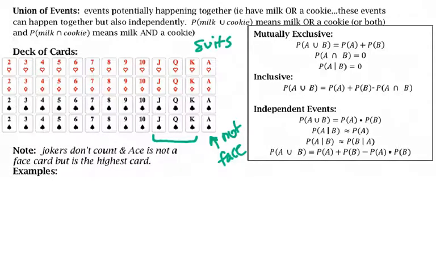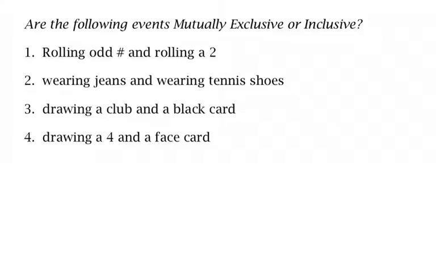Let's go ahead and do some problems with the cards today, and I'll explain a little bit more as we go. We're not going to be talking about jokers at all. And the ace is also the highest card. So that's going to be the highest card that you can have. Okay, so let's talk about some different events. The first is deciding if events are mutually exclusive or inclusive.